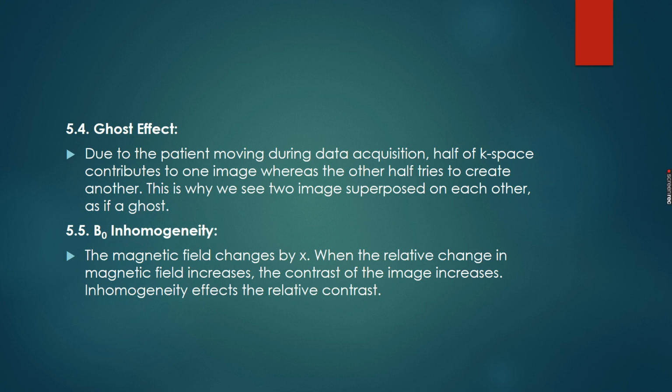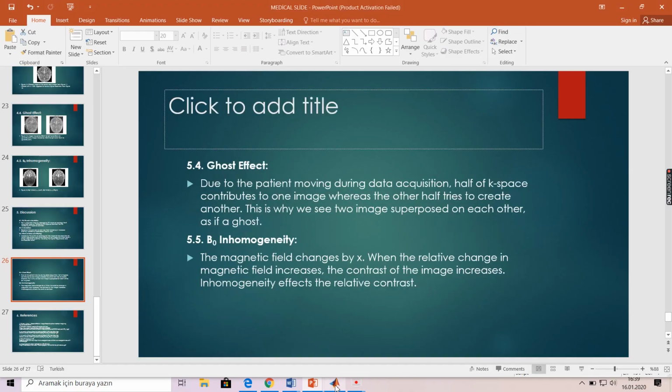Last one is B0 inhomogeneity. The magnetic field changes by X. When the relative change in magnetic field increases, the contrast of the image increases. Inhomogeneity affects the relative contrast. I will talk about the code now.